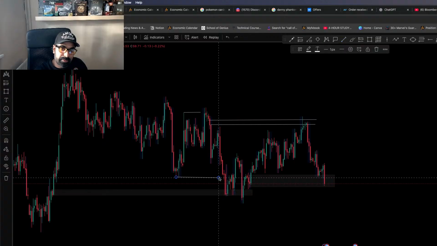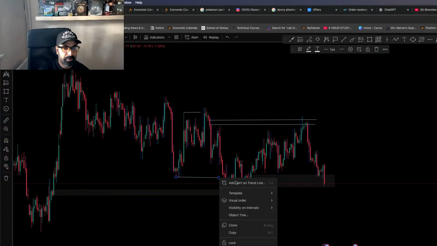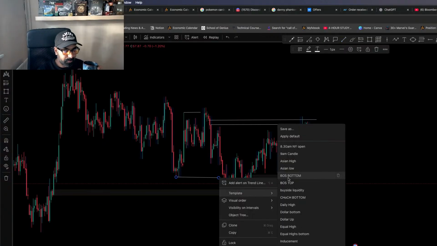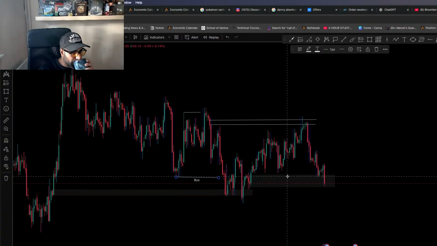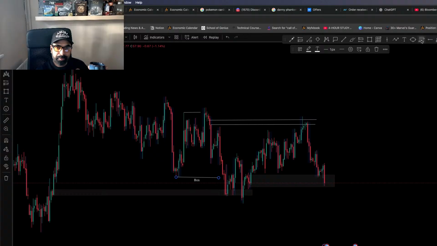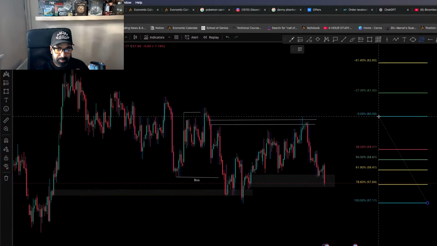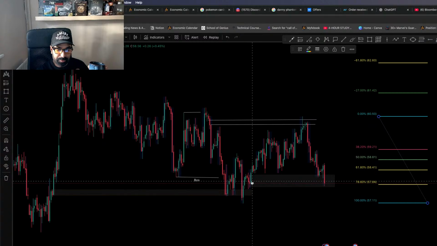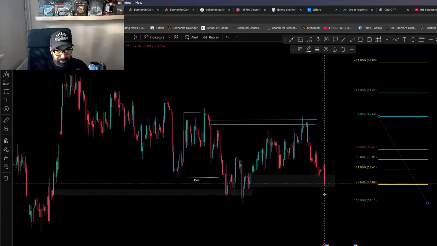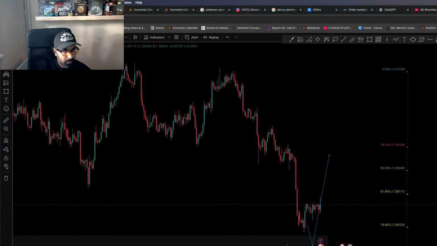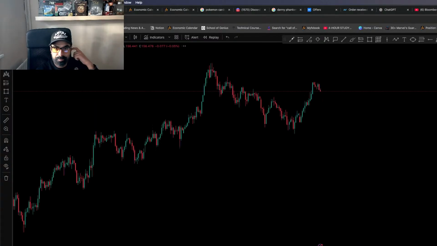Let's take from there. So have a look at this, top to bottom. Yeah, if you get a wick here, a clean one, you could probably take this one. It has to be a wick.